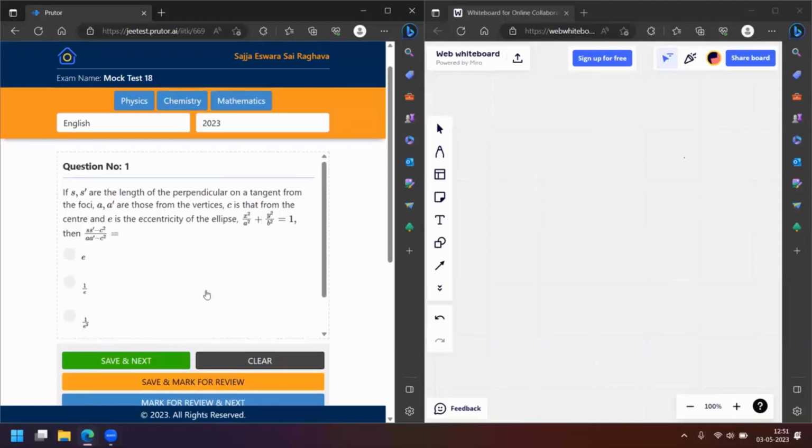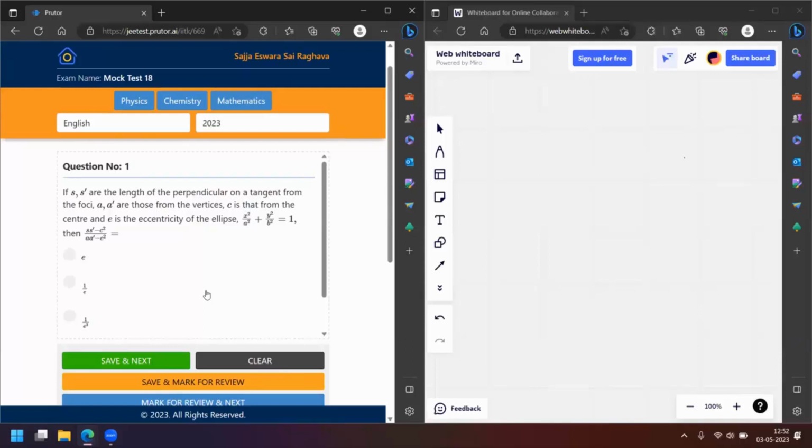So here, given is that S and S dash are the lengths of the perpendiculars on a tangent from the foci, A and A dash are those from the vertices, C is that from the center, and E is the eccentricity. We are given the equation of the ellipse, and we have to find S dash minus C square by A dash minus C square.